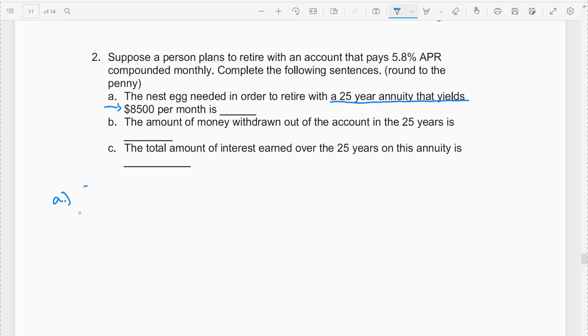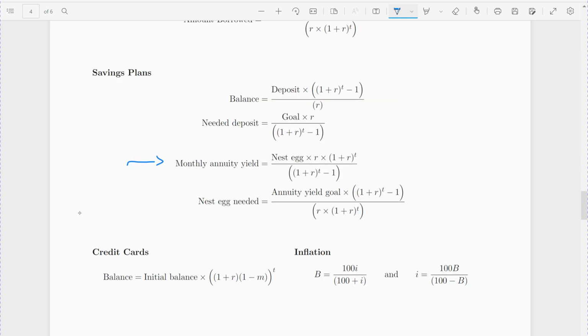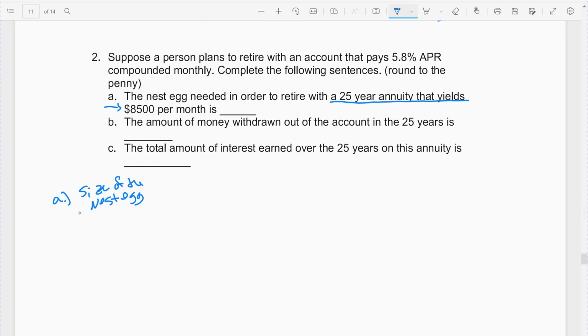First we have to figure out the size of the nest egg. So you're going to use the nest egg formula, but the second one. We know how much we want to pull out every month, and we want to figure out how big it needs to be in order to pull out $8,500 every month for 25 years. So the size of the nest egg is what we're looking for. We know our yield that we want. Our withdrawal is 8500. R is 0.058 divided by 12.